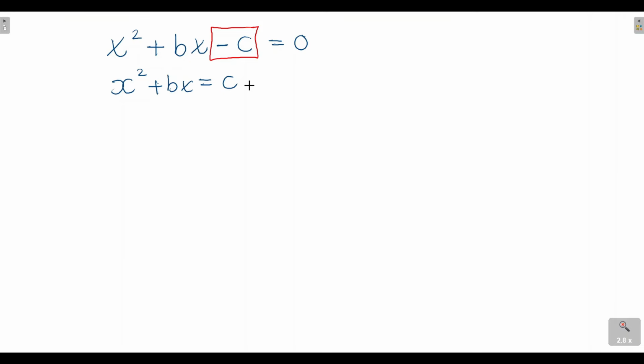Now once your equation is in this form, we can start with completing the square. You need to ensure that your constant is on one side and your terms that have the variable x are on the other side. So that's the first thing.